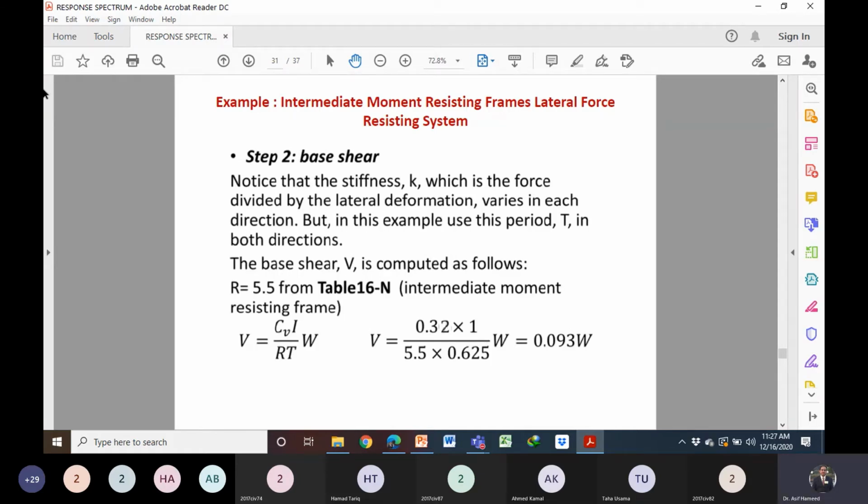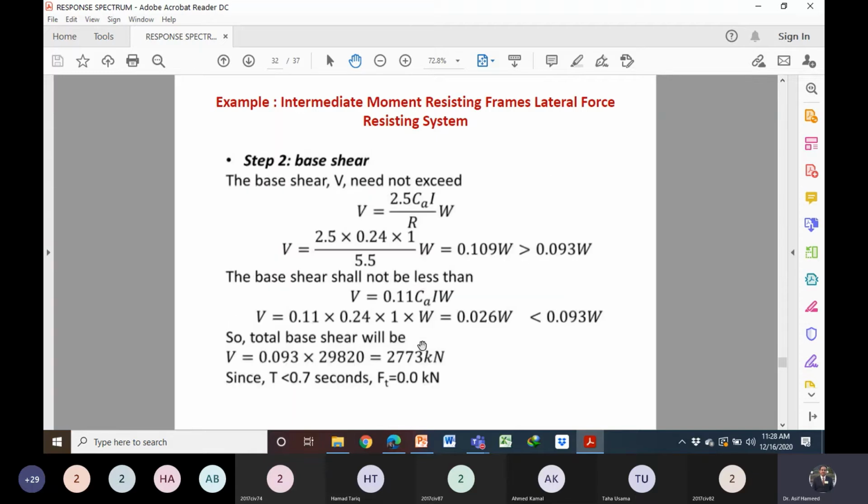Next step is we have to calculate the base shear by using this formula. CV, we can see from the table. Importance factor is given 1 for this problem. Response modification factor for the intermediate moment resisting frame is equal to 5.5. We can see from the table. Time period and weight of the structure we have already calculated. So base shear in terms of the weight: 0.32, importance factor 1, response modification factor 5.5, time period by method A of the UBC, that was 0.625, and this is the total weight of the structure. So base shear is equal to 0.093 W.